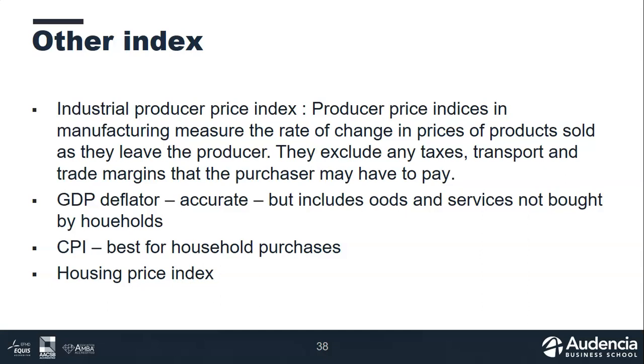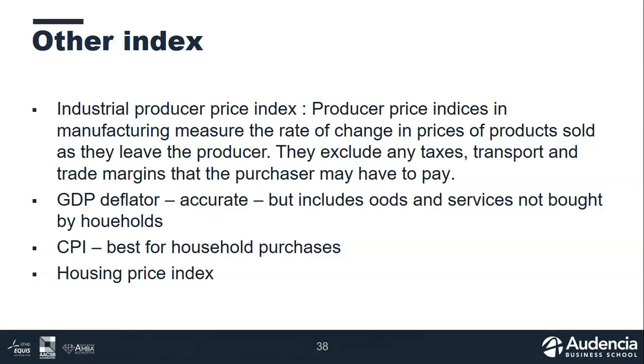but it includes goods and services that are not bought by households. I mean, the GDP deflator is the ratio of nominal to real GDP, and GDP is the value of production of all goods and services in the economy. And that goes way beyond what households buy. And if we're interested in household inflation and prices, well, the CPI is really the best indicator today for household purchases.